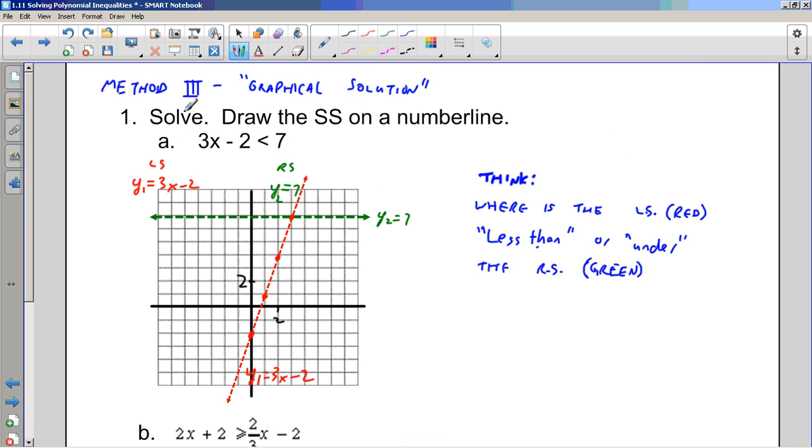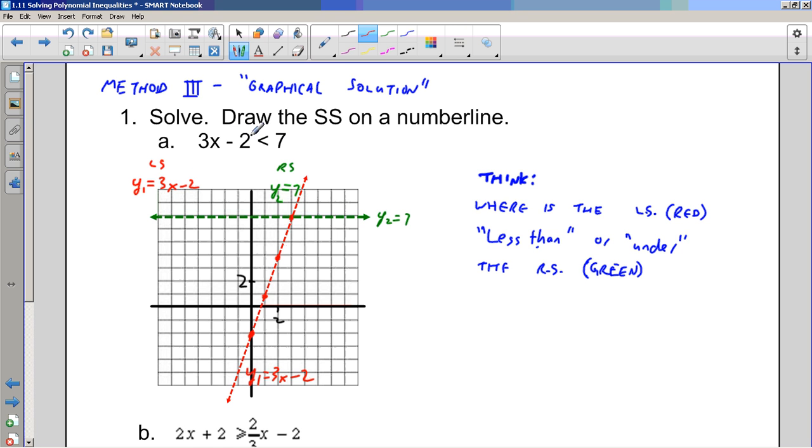Method 3, and again, if you want to get all this down, you'll have to press pause and do your own graphs. This idea of graphical solutions, what we saw using a graph, TI-83, decimals, graphing calculator, whatever, is a nice way to solve polynomial inequalities. What about linear inequalities?